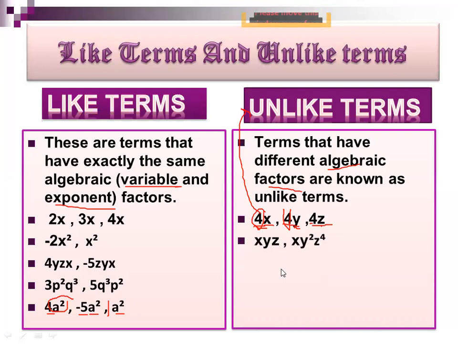Now let's consider this one, why is this an unlike term? Although the variables are the same, this is the first term and this is the second term. Here you have x, y, z, and again here you have x, y, z, meaning your variables are the same.